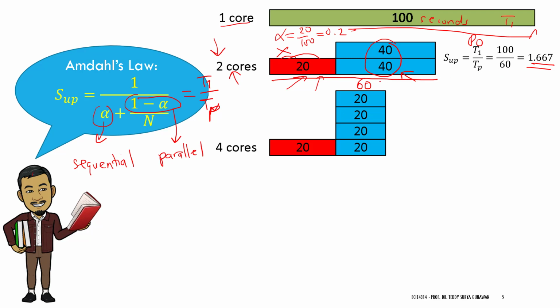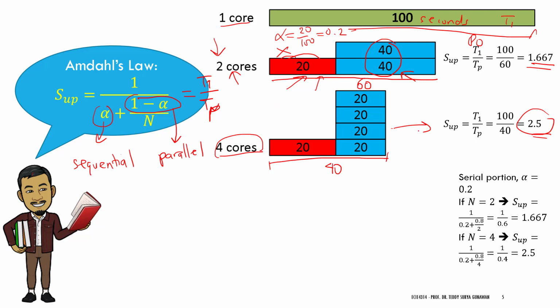Now let's see what if we implement this on 4 cores. If we are using 4 cores, only the 80 can now be divided into 4, so you have 20, 20, 20, 20, altogether 80. Then the parallel time is 20 plus 20, which is 40. So what will be the speedup? T1 over TP, 100 over 40, is 2.5. So with 4 cores, the speedup is 2.5. Can you follow?